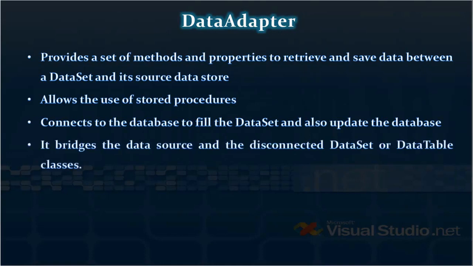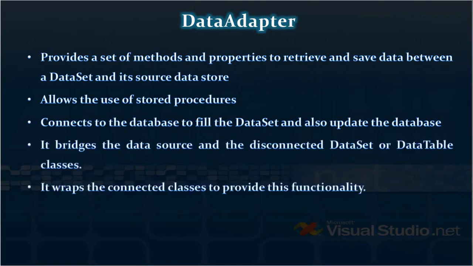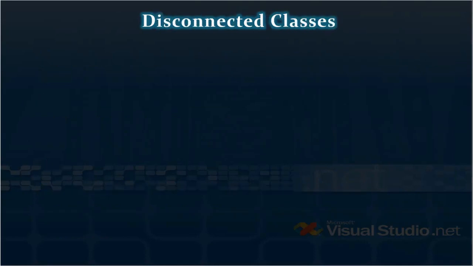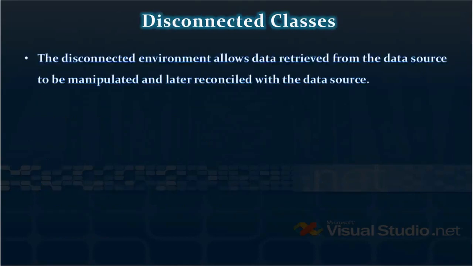Okay, it bridges between the data source and the disconnected data set. That I'll show you. It wraps the connected classes to provide this functionality. Because it belongs to the connected classes, but it works for the disconnected classes. So what are disconnected classes? It allows you to retrieve data from the data source and manipulate it, later reconciled with the data source.